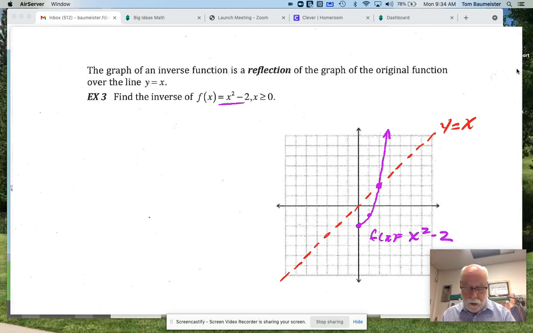All right, now we're going to do our inverse. So we're going to find our inverses. So step 1, we're going to replace f of x with y.